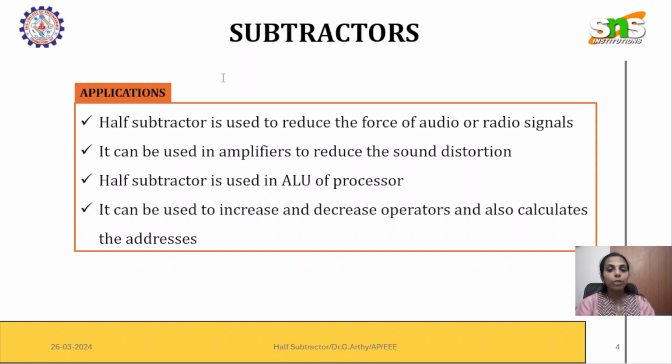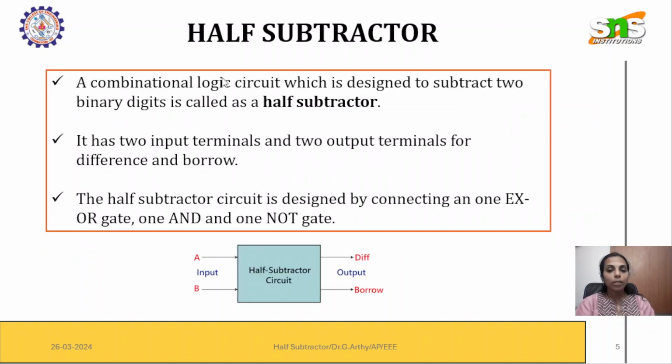Half subtractor is used to reduce the force of audio or radio signal. When we need to reduce the force of the signals, we'll be using subtractors. It can be used in amplifiers to reduce sound distortions. If you have any distortions, subtractors can be used. Then it is used in ALU as we have discussed. It can be used to increase and decrease operators and also calculate the address when it comes to the memory in computer architecture.